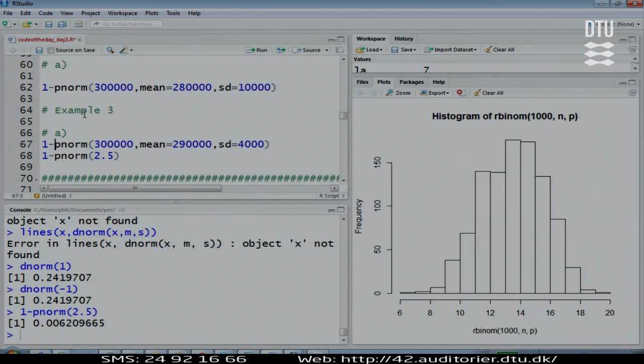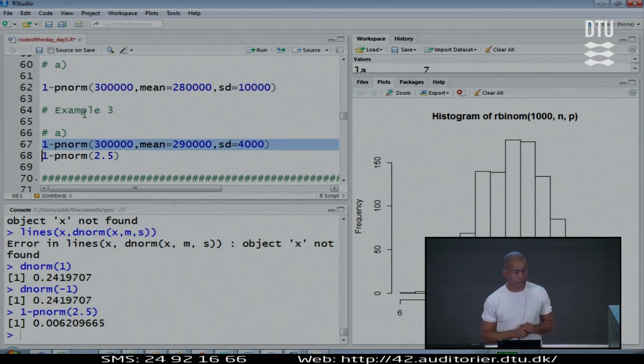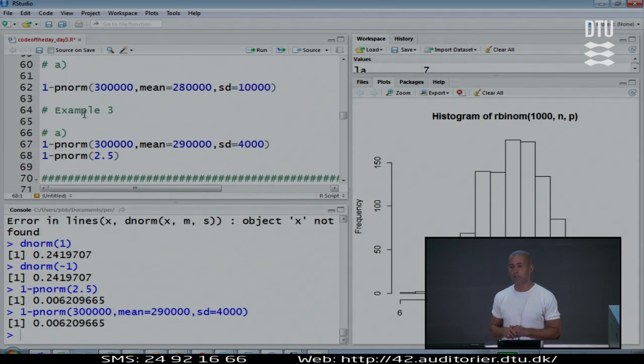But using R, you wouldn't have to do this change to the standardized, because you could explicitly phrase in R that I'm looking at larger than or equal to 300,000. That is 1 minus p norm, with the mean 290,000 and the standard deviation of 4,000. Mean and SD are options to the p-norm function, and of course, it will provide us with the same number. So we could use this in R instead of doing this calculation manually. If we want to use the tables of the book, we need to do this transformation ourselves.